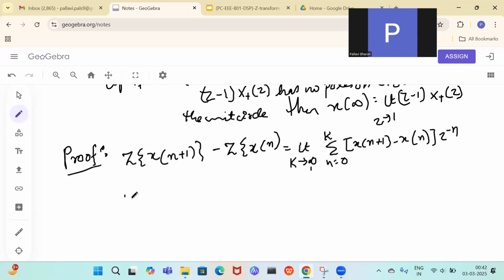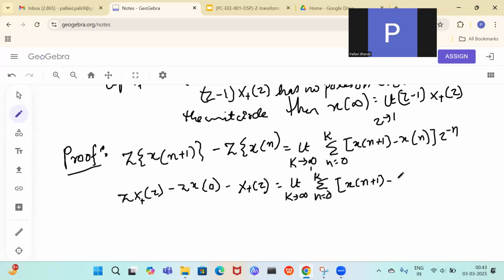Now with the time shifting property, you can write z to the power 1 into X(z), if the Z transform we are taking as X(z), minus z into x of 0, because the initial value is x of 0, minus X(z). This will be written as the same thing over here, limit k tending to infinity, summation n equals 0 to infinity, where we have made infinity as k, of x of n plus 1 minus x of n, z to the power minus n. Now you can club the first one and the third one to write this thing, minus z into x of 0, and this side, the same thing remains.